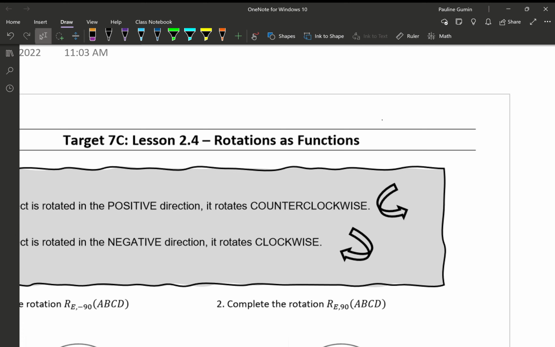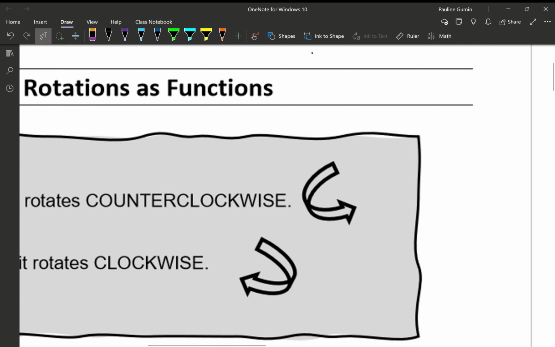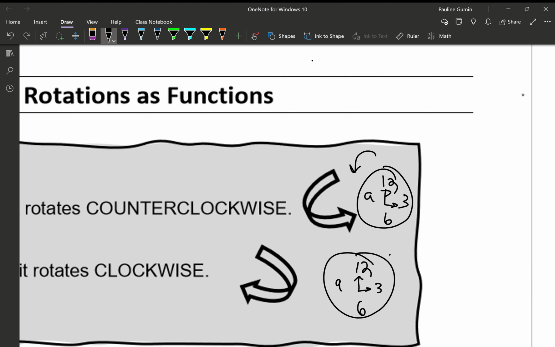Hello, hello, and welcome to a little video about Target 7C where we're going to talk about rotations. Now we're going to rotate objects clockwise and counterclockwise. When we rotate something in positive degrees, that's counterclockwise, which means if we're picturing a clock, we're going backwards. If we have negative degrees, on the other hand, that means we're going clockwise.